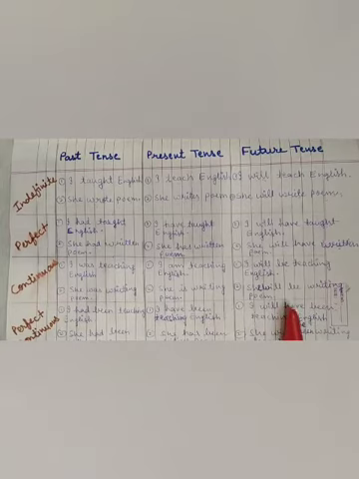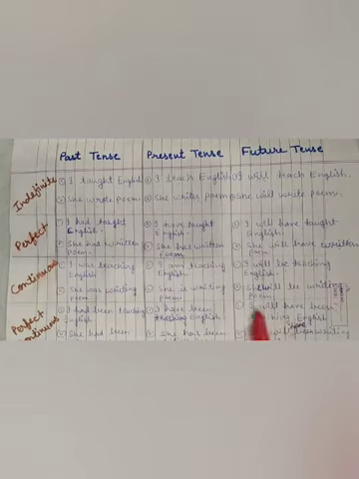Next, future perfect continuous. I use here will, have been and ing form of the verb. I will have been teaching English. She will have been writing poem.